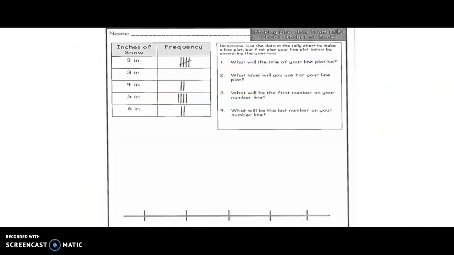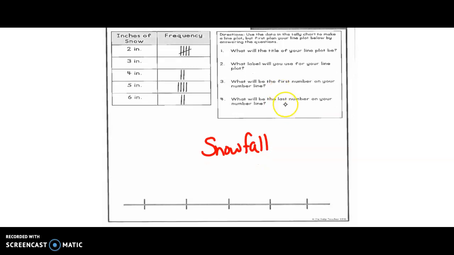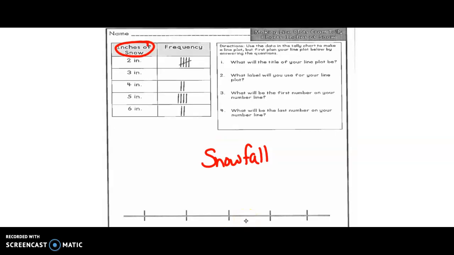Okay, guys, let's look at another one. Okay, so I have a data table, and then I have some questions over here. So the first question is, what will the title of your line plot be? Looking at the data table, I'm going to say my line plot is going to be snowfall. And I just kind of made that up based on the fact that this is about inches of snow. And then what label will I use for my line plot? Well, looking at this here again, I know it's in inches of snow. So my numbers are all going to stand for inches. Okay, so we have inches of snowfall.